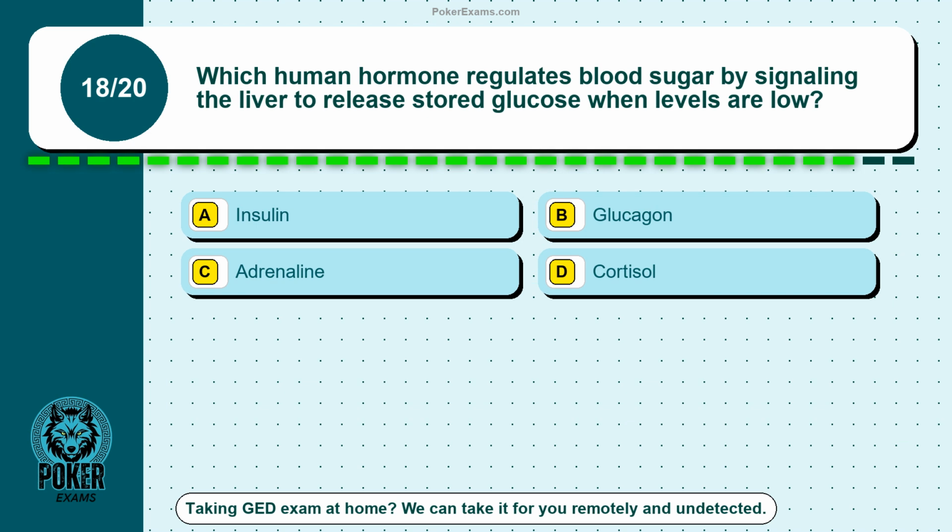Question 18. Which human hormone regulates blood sugar by signaling the liver to release stored glucose when levels are low? Option A. Insulin. Option B. Glucagon. Option C. Adrenaline. Option D. Cortisol.